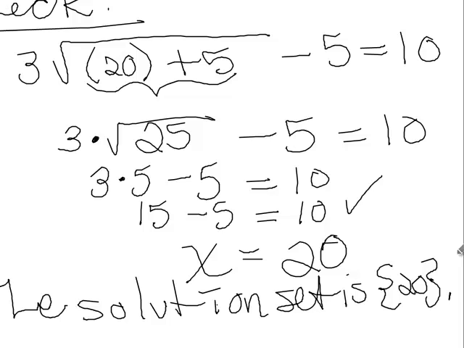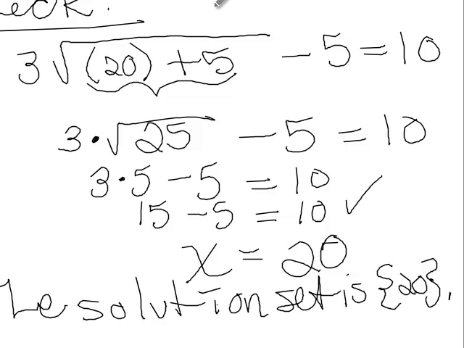So the first thing that you want to do when you're solving these equations is get your square root by itself. Then you want to square both sides, or if it's a cube root, you'd cube both sides and so on. Then you just solve your equation normally.